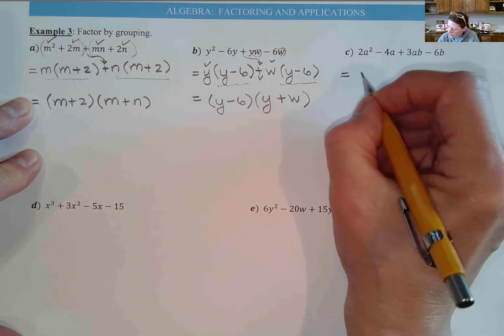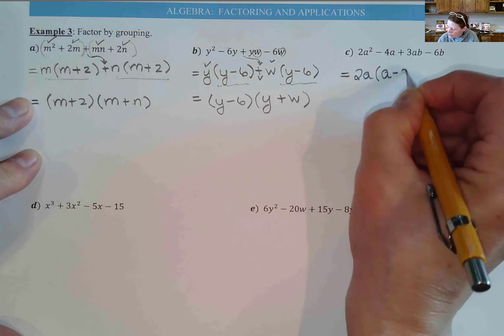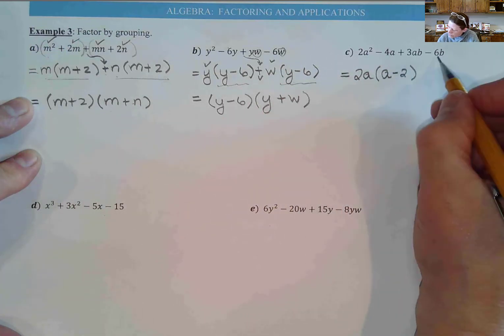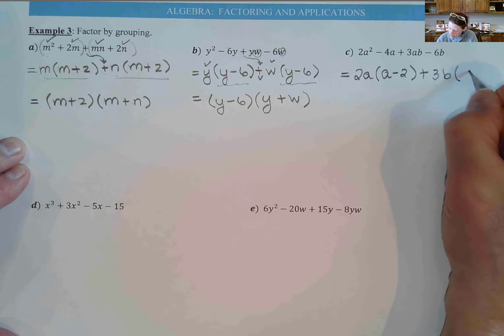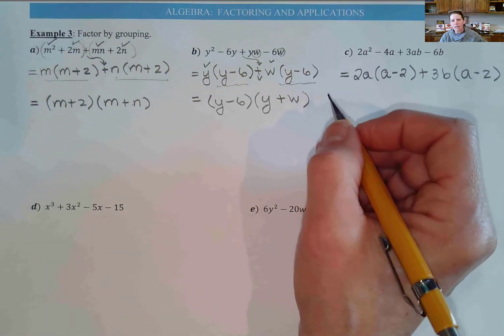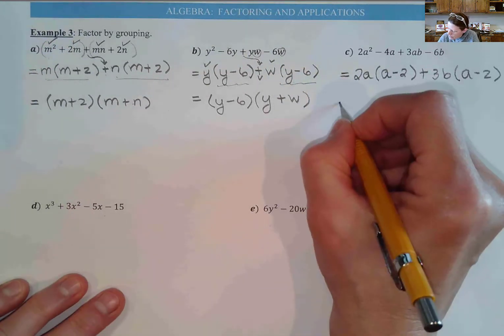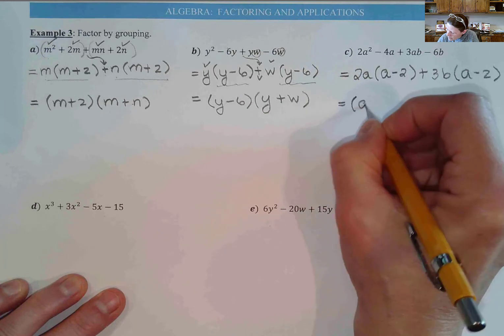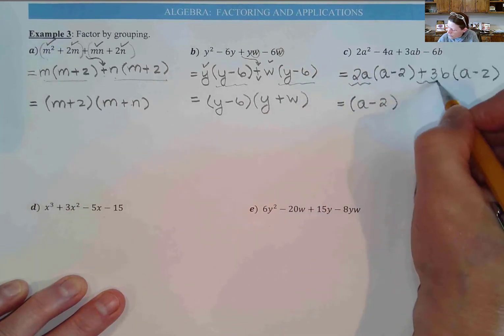Part C. First 2 terms, common factor 2a times a minus 2. Second 2 terms, common factor 3b times a minus 2. And then we're able to proceed because we've got that repeated factor a minus 2 that we continue to factor out. A minus 2 times 2a plus 3b.